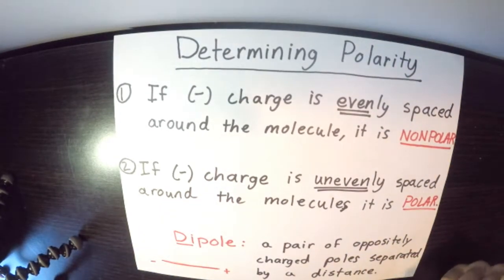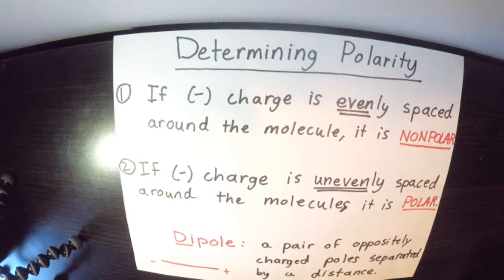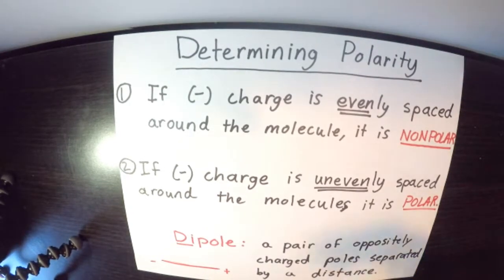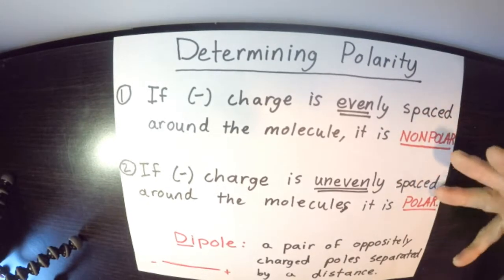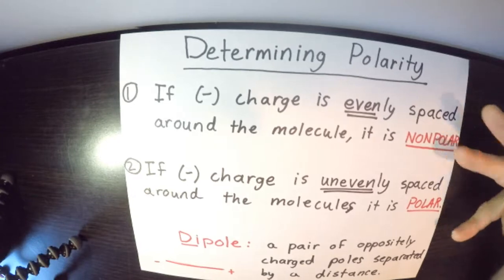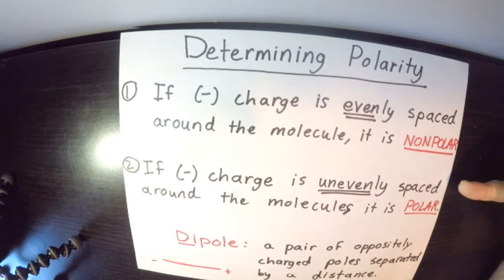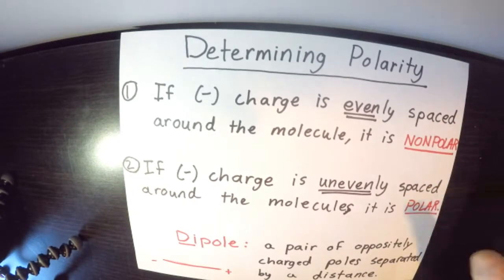And we're going to start to see things like this when we're looking at certain structures and certain compounds and things like that. Okay, so just keep this in mind. Non-polar means that things are evenly spaced. Polar would mean that it is unevenly spaced, so we have more electrons on one side than the other. So just keep that in mind.